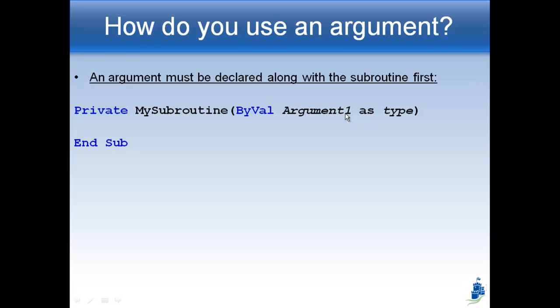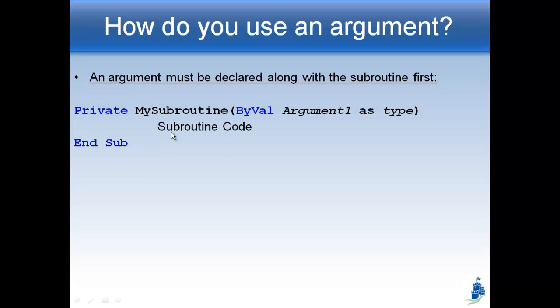Okay, and then we give the argument its name. In this case, I've called it argument 1. We can give it better names later on. And then just like you dimension a variable as a string or an integer or something like that, here we're going to declare it as some kind of type. Okay, and that's really confusing. So again, you just need ByVal, the name of the variable, and then as some kind of type, an integer, a decimal, a string, or something.